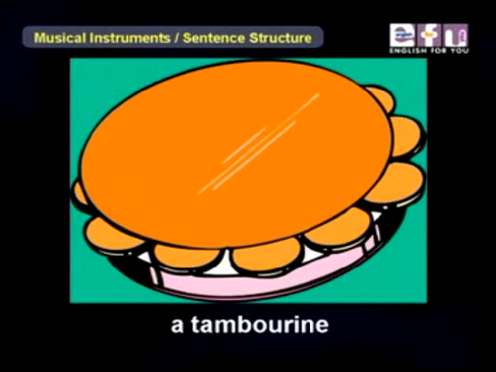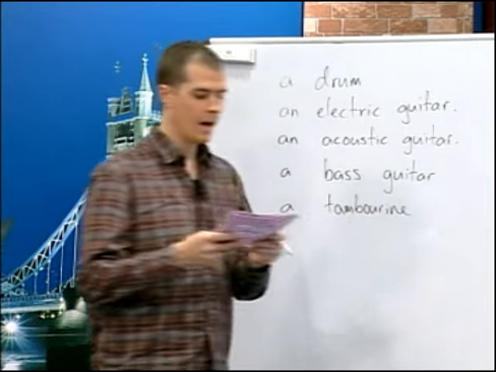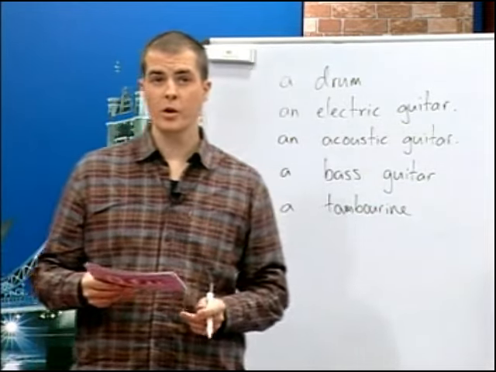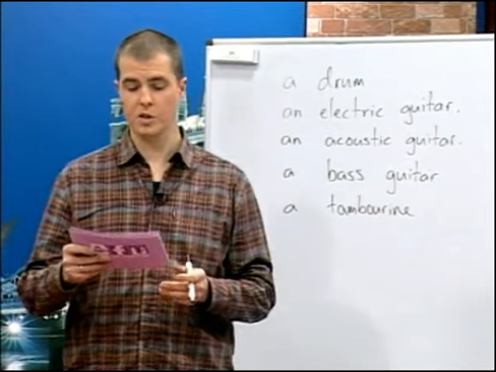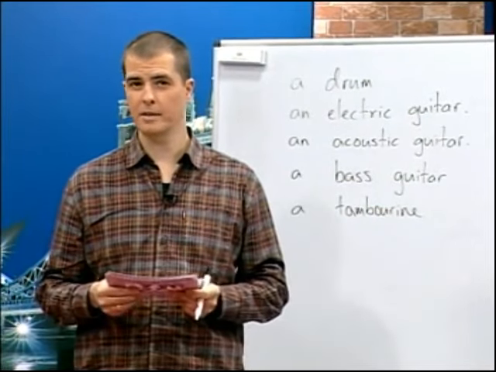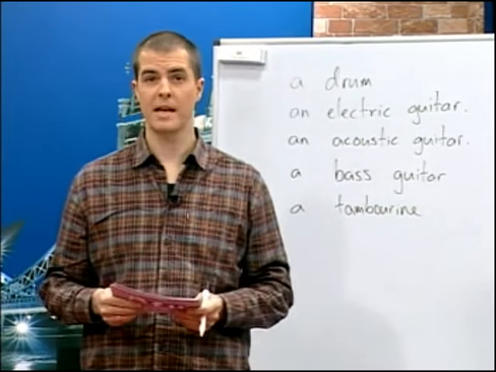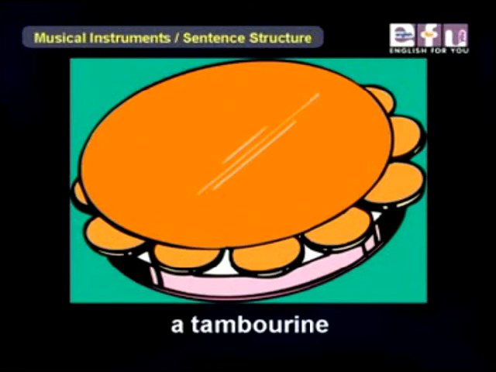A tambourine. A tambourine is a circular musical instrument with small pieces of metal around its edge that make a sound when you shake it, like that.